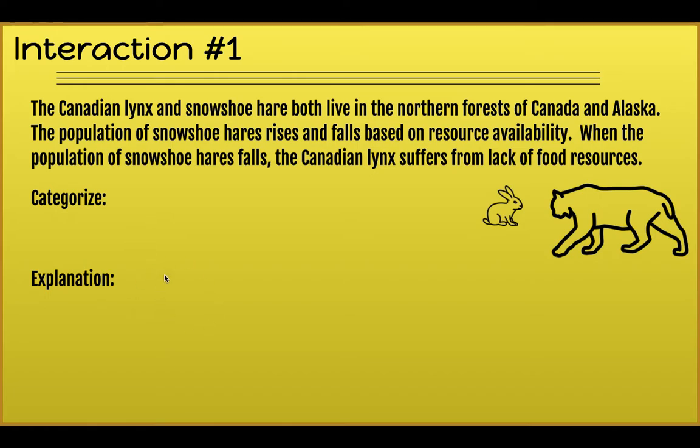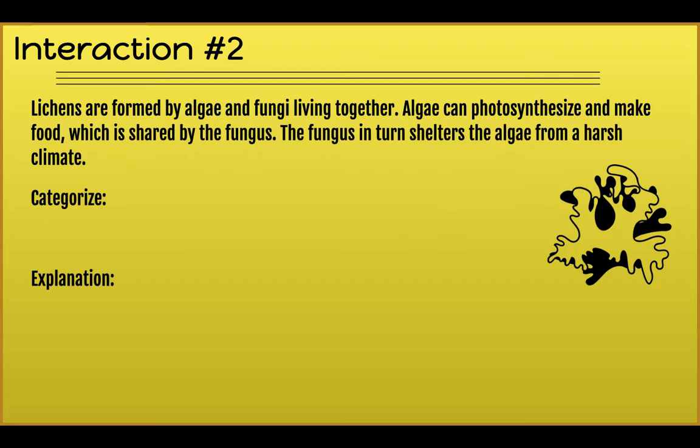And we basically already explained, right? Because the hare is the food source for the lynx. So it's a predatory relationship. All right. Interaction number 2.